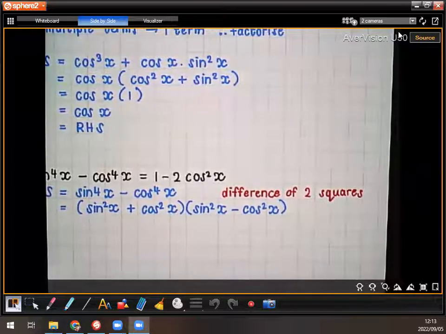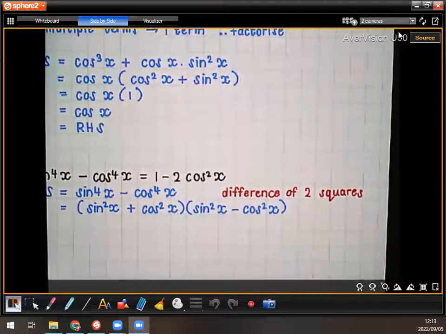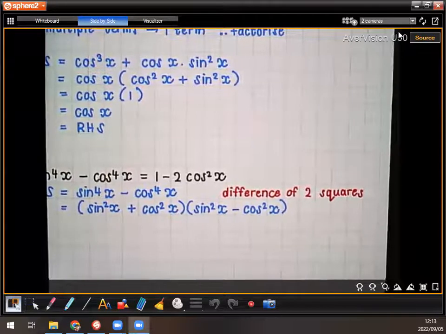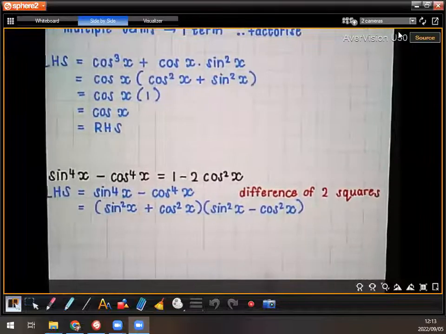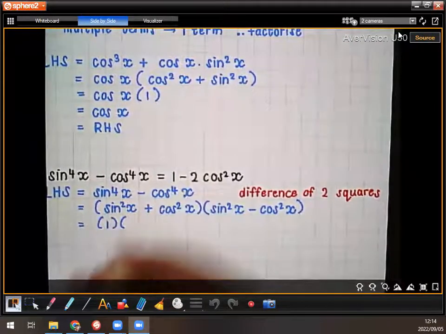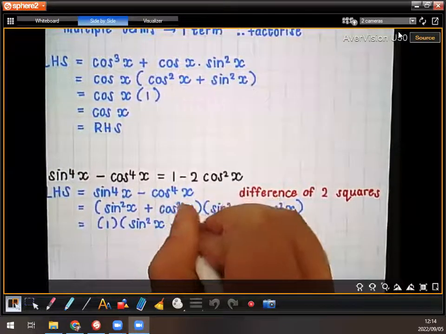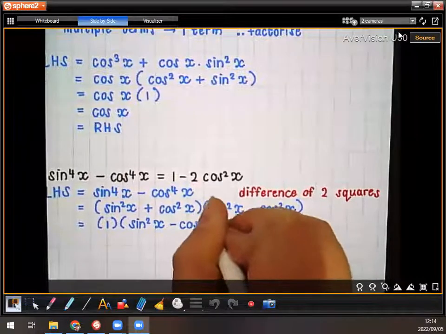Okay, now we want to get to 1 minus 2 cos squared. Okay, we're not quite there yet. What else do you guys notice? That first bracket again is 1. Hey, sine squared x plus cos squared x is 1. Okay, so I'm just going to change that to 1 in the next step. And I'm still going to have my sine squared x minus cos squared x.